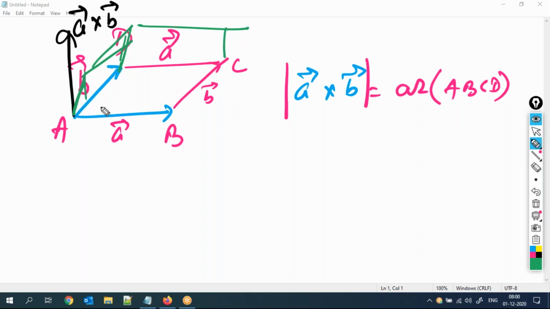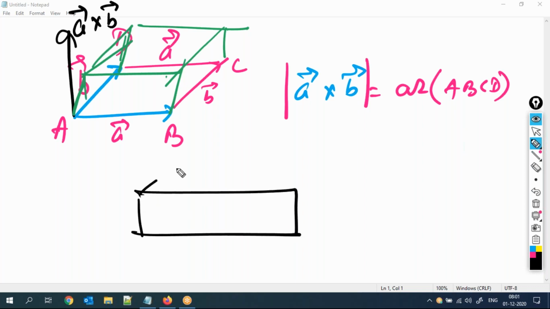It is slightly bent. Are you getting it? Yes, sir. It should be like this. The perfect cuboid is like this. This is our perfect cuboid, right?